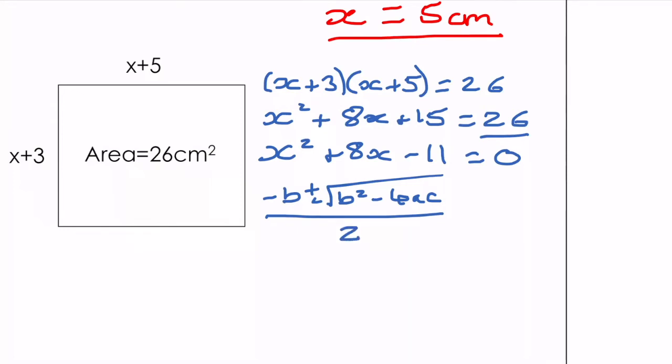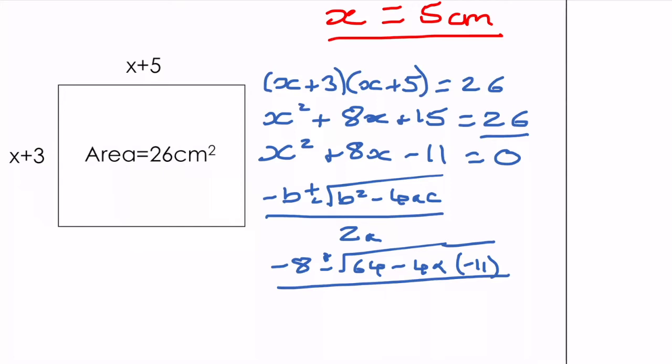The more you do this as well, the more it sticks in your brain. So then I have got minus b, so minus 8, plus or minus the square root of b squared, so that's my 8 squared, 64, minus 4 times, now a is just 1 here in front of the x, so I'm not going to bother writing it in, because if you times it by 1 it just stays the same. So I'm going to times it by minus 11, that was the c at the end. All over 2a, so 2 lots of 1, which is just 2.